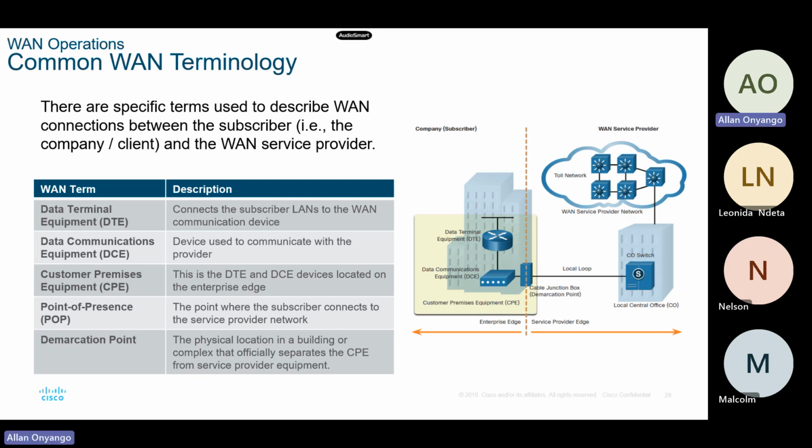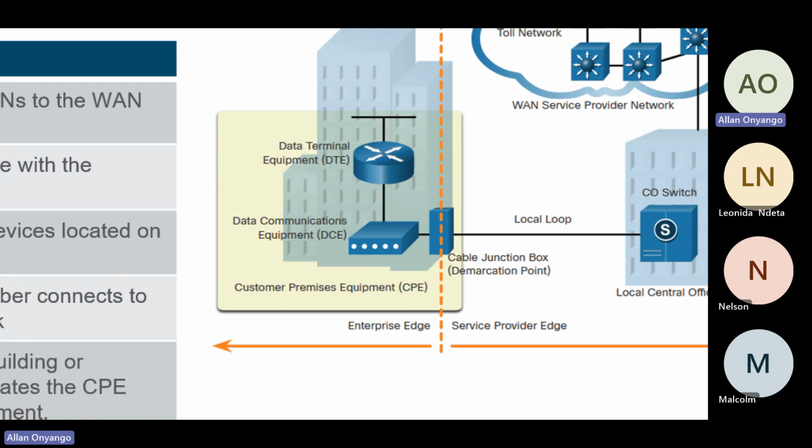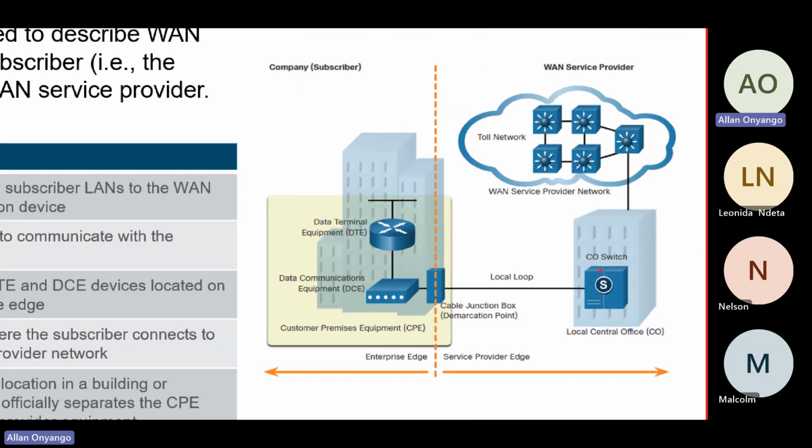And I can actually zoom this so that you can get to see more of this diagram. So we have the DCE here, DTE is here. We have the customer premises equipment right here. We have the demarcation point or the cable junction point. This is the point of the building or the locality that separates the client or the customer from the service provider's equipment.